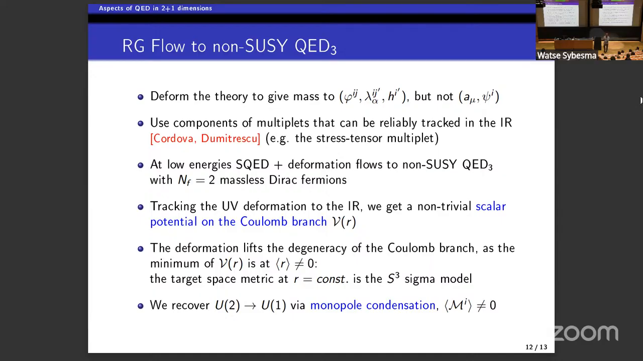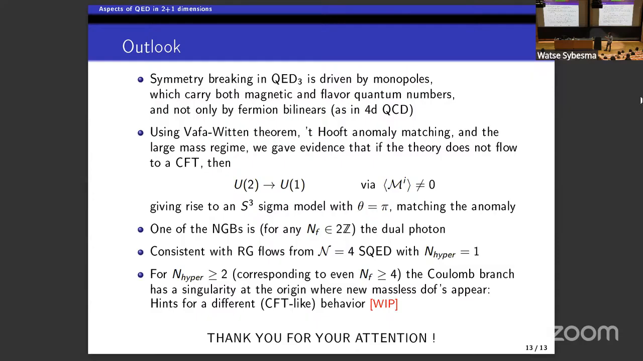If the theory does not flow to a CFT, of course. Okay, so let me summarize. So what we propose is that the symmetry breaking in quantum electrodynamics is driven by monopole operators, and they carry both magnetic and flavor quantum numbers.